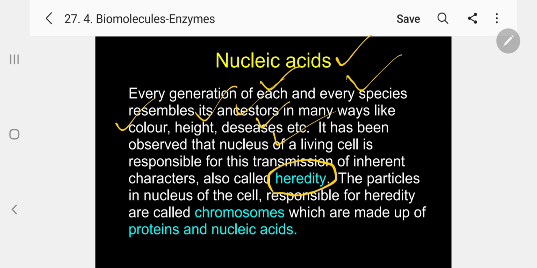So kindly concentrate there. The particles in the nucleus of the cell responsible for heredity are called chromosomes, which are made up of proteins and nucleic acid. Please follow. So protein and nucleic acid in combination, we are calling it chromosomes. So that is responsible for heredity, the character of color, height, diseases, etc.